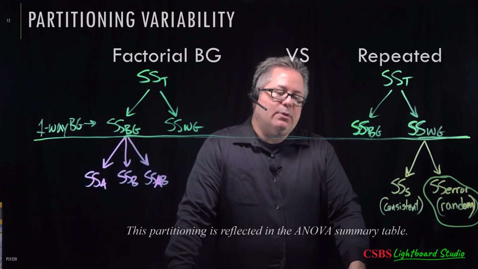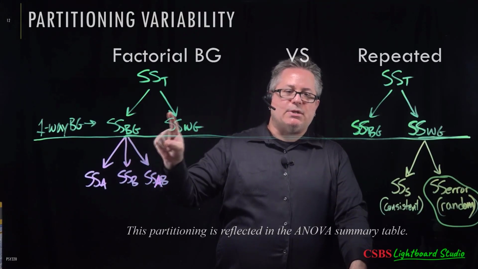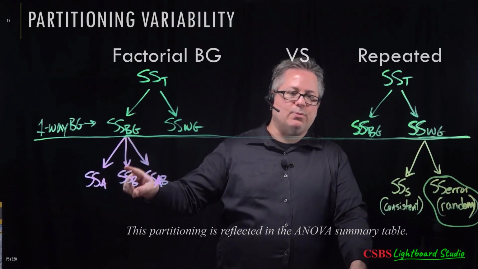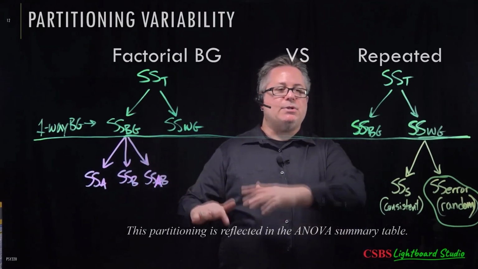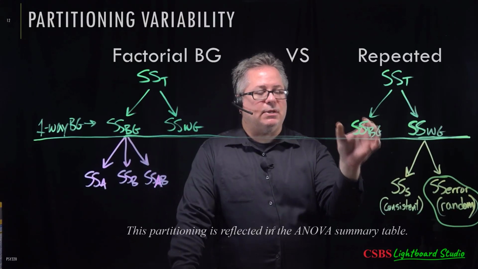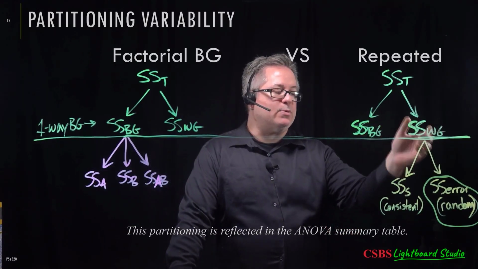So I wanted to compare this because in a factorial between groups, the within groups is actually left alone. We leave this alone and we're splitting out the between into multiple components. The other side, repeated measures, the between groups is being left alone and it's being done the same way as it is in a one way between groups, right? It's the within groups that are now being split.